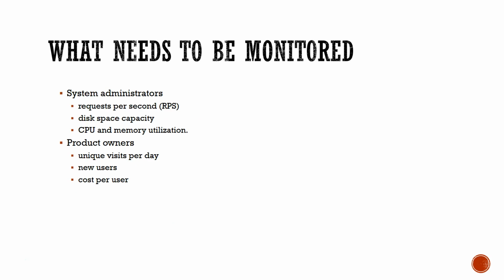System administrators are probably going to be looking at requests per second, disk space utilization and capacity, CPU and memory utilization, similar to the database architects. The product owner will look at the unique visits per day to their sites, any new users, the cost per user, the number of products that are actually sold, things like that.